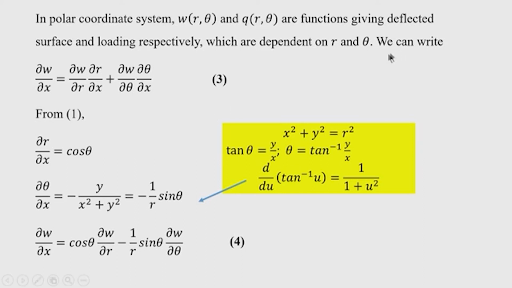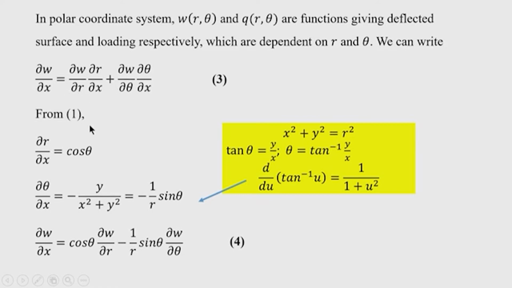So, to transform the Laplacian operator in rectangular coordinate to polar coordinate system, let us write the derivative del w by del x using the chain rule, introducing the variable r. So, del w by del x can be written as del w by del r into del r by del x plus del w by del theta into del theta by del x.